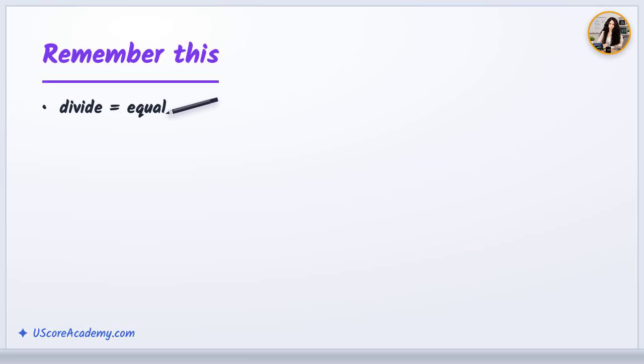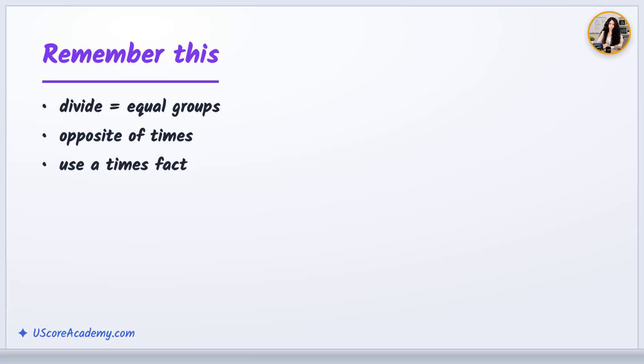So here's the whole idea. Division splits a number into equal groups, or asks how many groups fit. It is the opposite of multiplication. To solve any division, just think of the matching times fact.